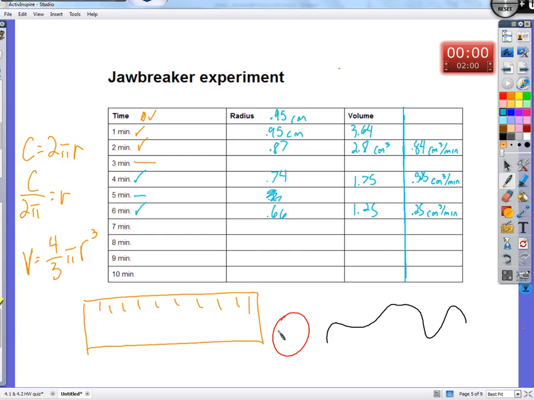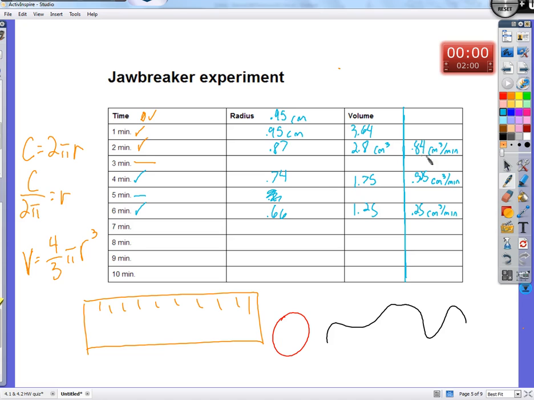Well, let's see. I wanted this to be a consistent rate of change. So no. Shoot. I guess I need to use something other than jawbreakers because I must make them denser in the middle, which makes sense. But let's talk about this.